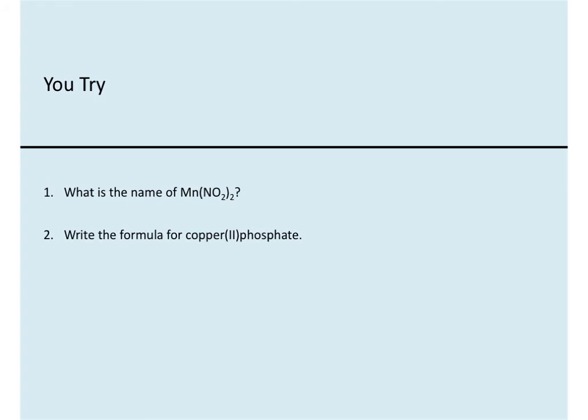Here's one for you to try. You may want to print out the list of polyatomic ions or make some note cards or something. But turn the video off, give this a shot, see how you do in naming these, and then turn it back on. I'll work it out for you.